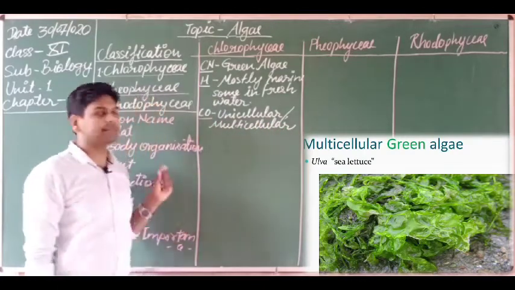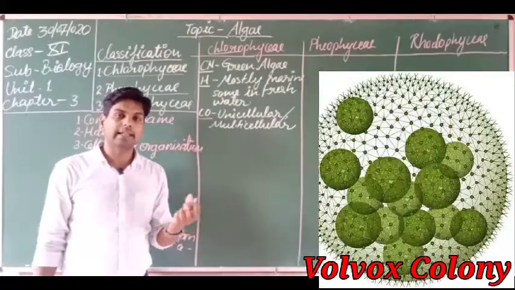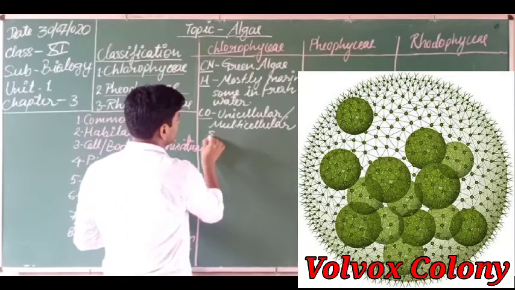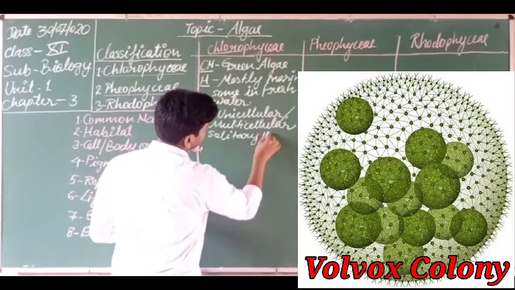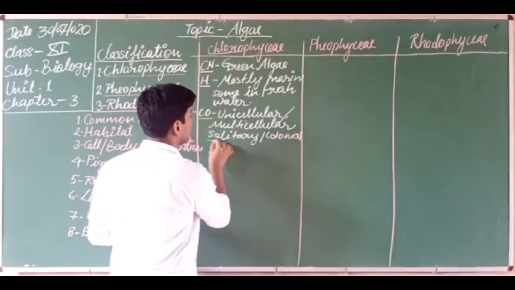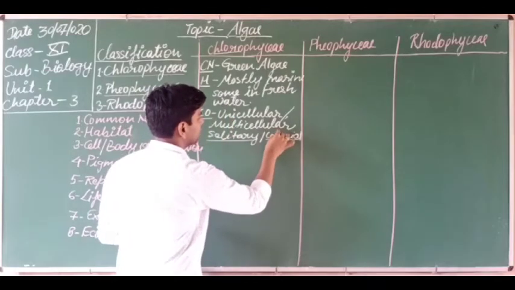So unicellular, multicellular may be both the type. They may be solitary or in colony. Solitary, what does it mean? Solitary and colonial. So what does it mean?